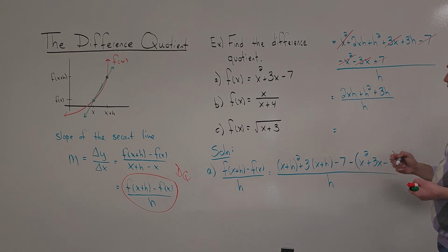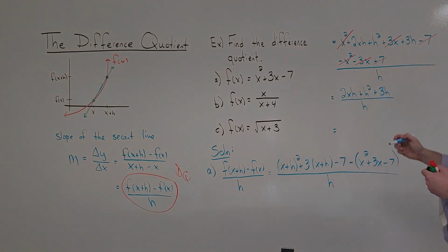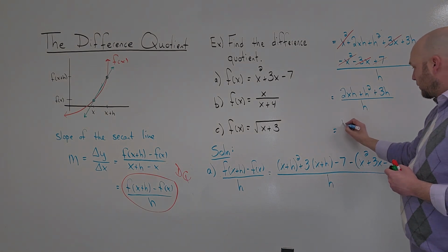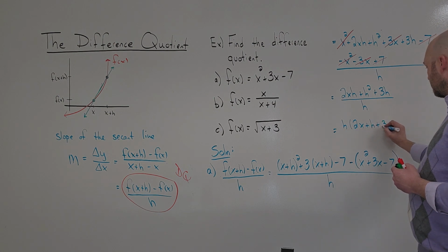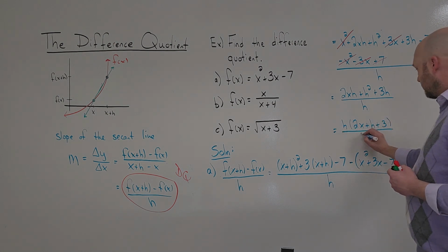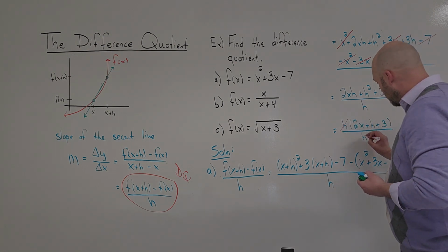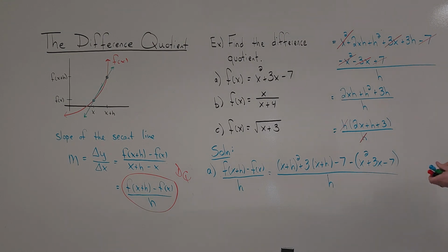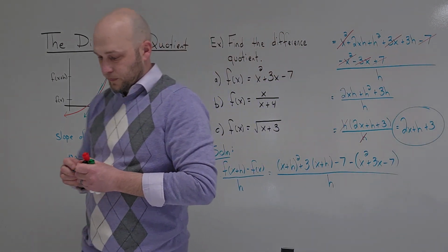If I look at this expression here, I can simplify it one step further. Every term in the numerator has a factor of h, meaning I can factor it out. Then common factors cancel. That h cancels with that h, giving me the final answer of 2x plus h plus 3. So this would be your difference quotient for that quadratic.